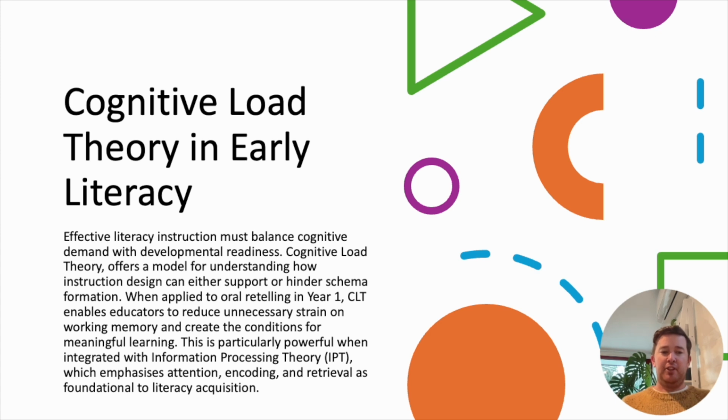Effective literacy instruction must balance cognitive demand with developmental readiness. Cognitive load theory offers a model for understanding how instruction design can either support or hinder schema formation. When applied to oral retelling in Year 1, cognitive load theory enables educators to reduce unnecessary strain on working memory and create conditions for meaningful learning. This is particularly powerful when integrated with information processing theory, which emphasizes attention, encoding, and retrieval as foundation to literacy acquisition.